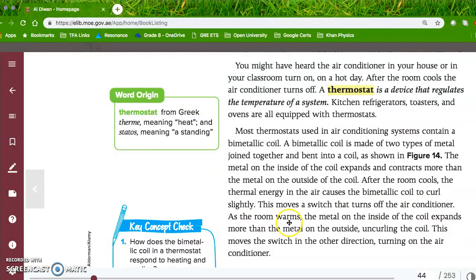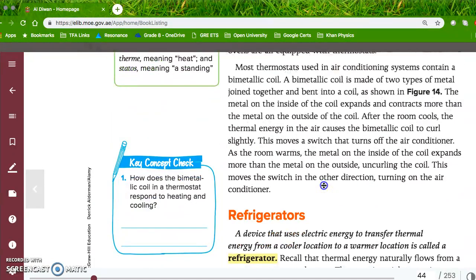As the room warms, the metal on the inside of the coil expands more than the metal on the outside, uncurling the coil. This moves the switch in the other direction, turning on the air conditioner.